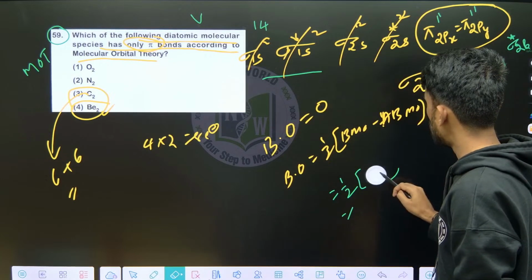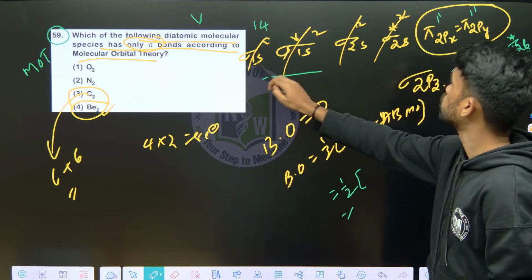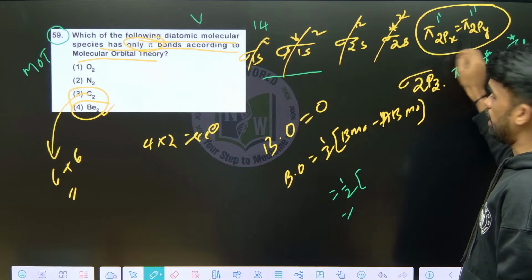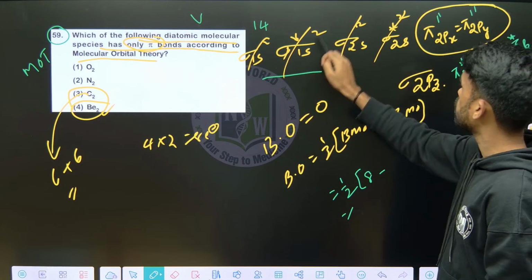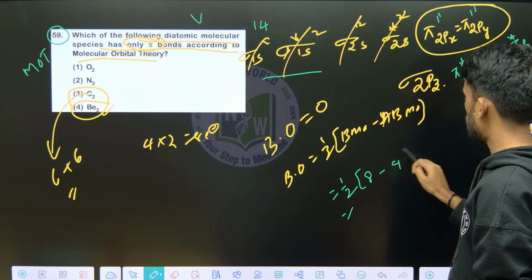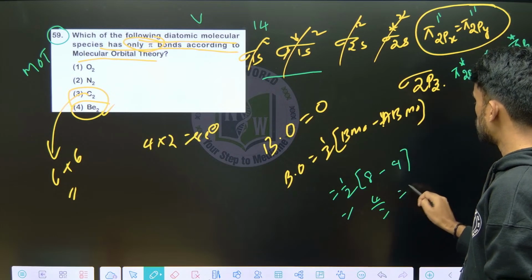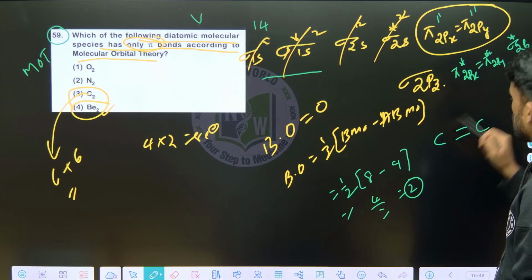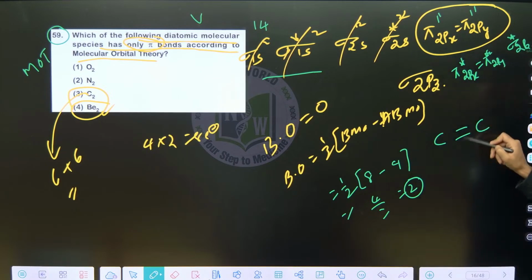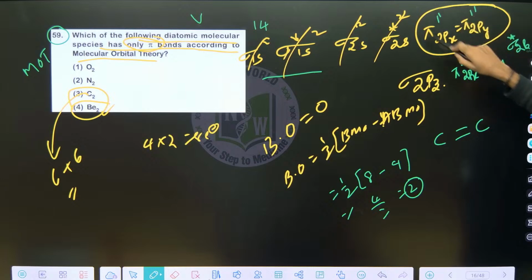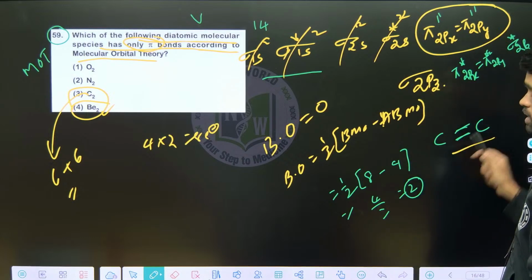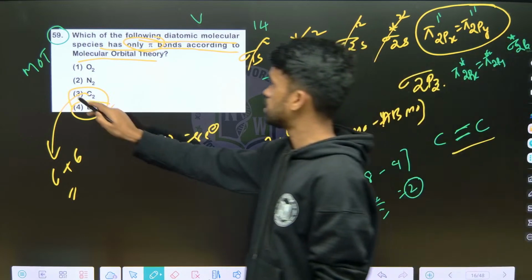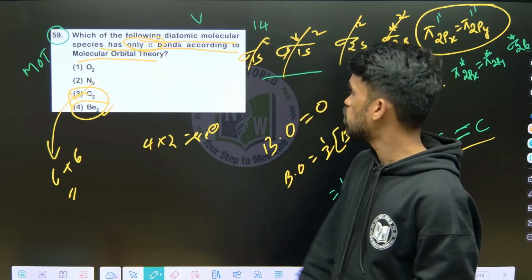Or you can take it like this. How many bonding electrons are there? 2, 4, 8. 8 minus anti-bonding 2 plus 2, 4. So we are remaining with 4 by 2, so bond order is 2. It means between 2 carbon atoms we have 2 bonds, and these bonds are completely made up of pi orbital electrons only. So these are pi bonds only, there is no sigma bond here. So the option for this question is C2. I hope it is clear.